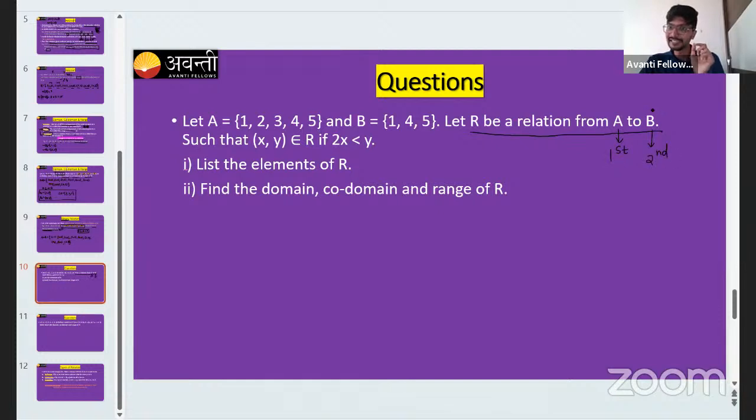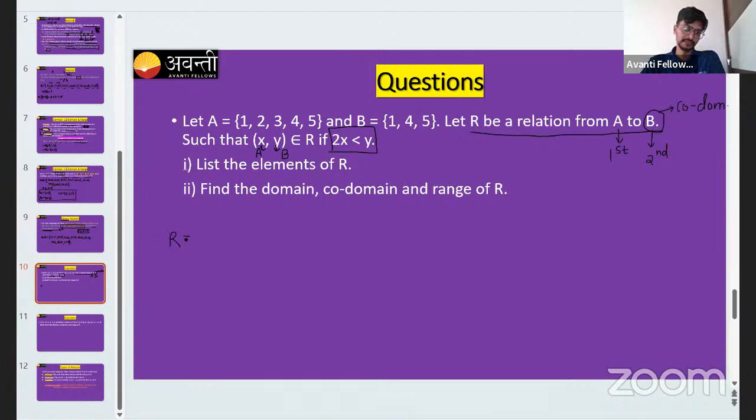And the other important thing, B is the codomain. Think about it. So these two things are very clear. Now, they have defined what R should be. R should follow this definition: 2x should be less than y. It means the first element x should be from A, the second element y should be from B, and this should satisfy the condition twice of x is less than y.